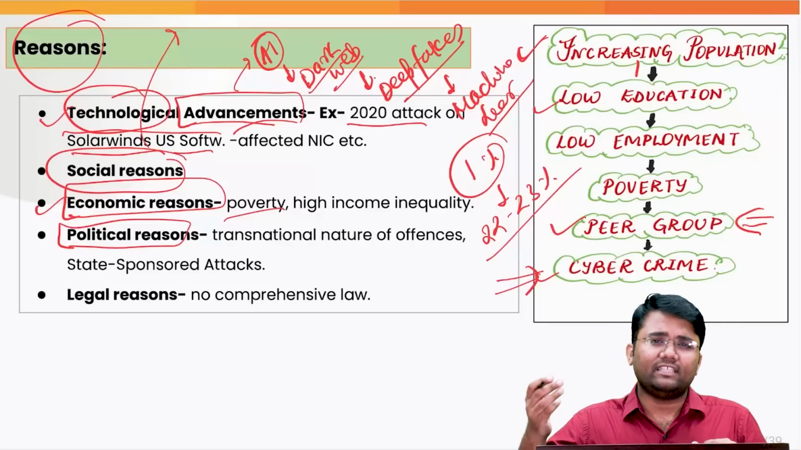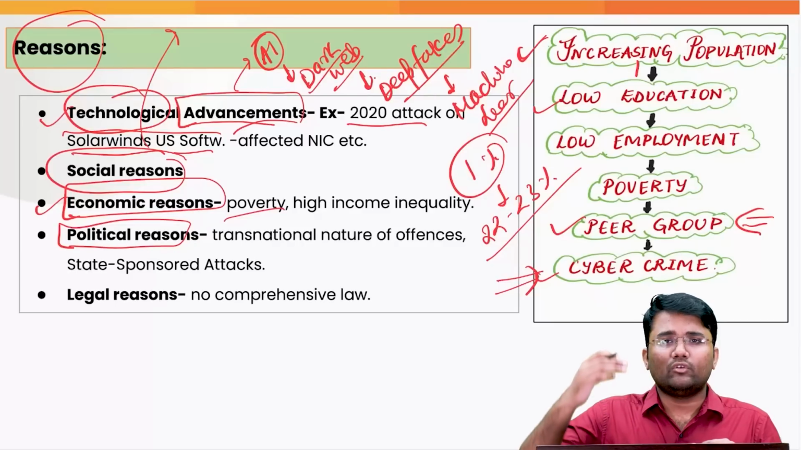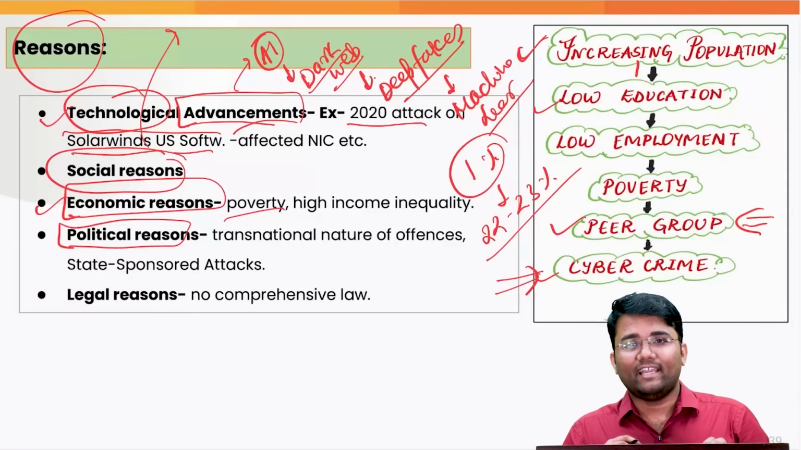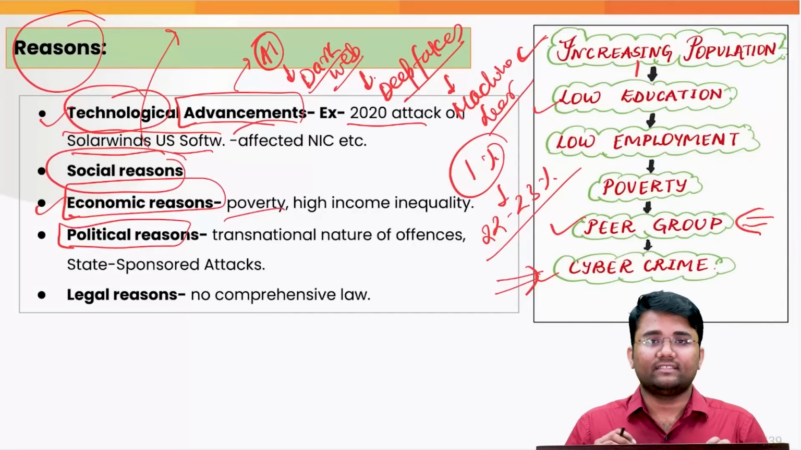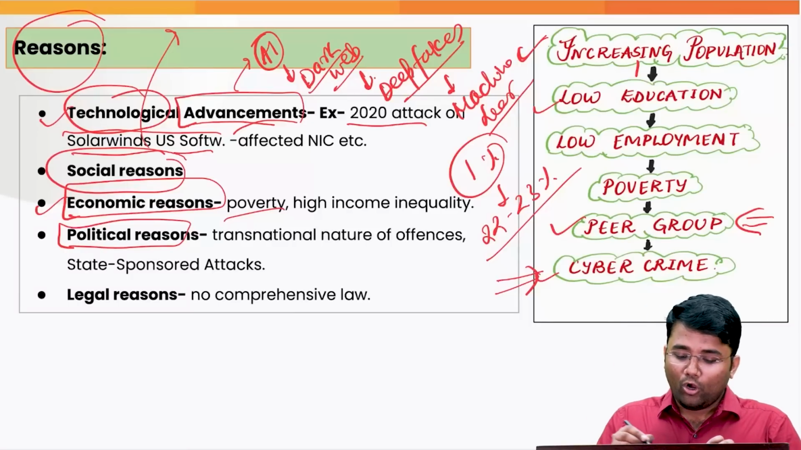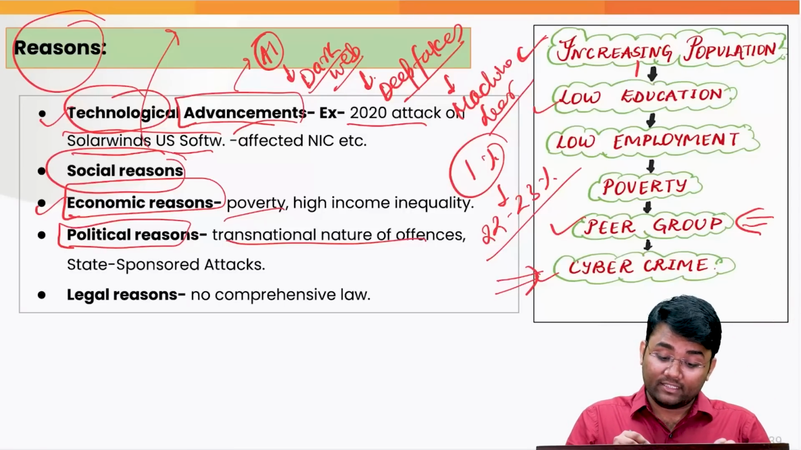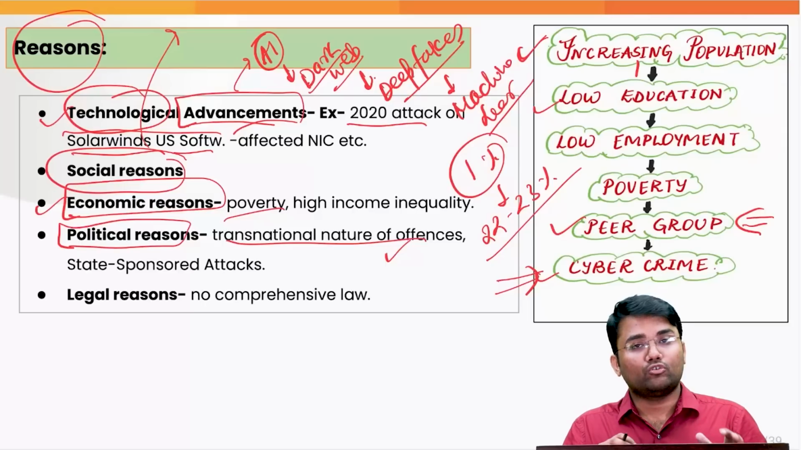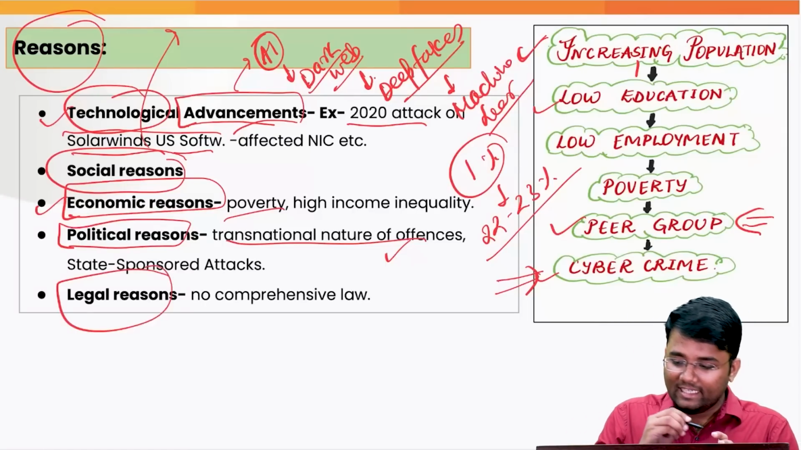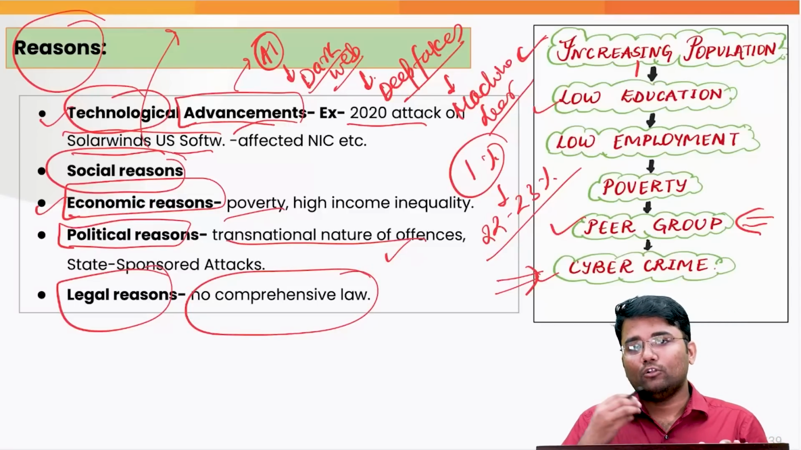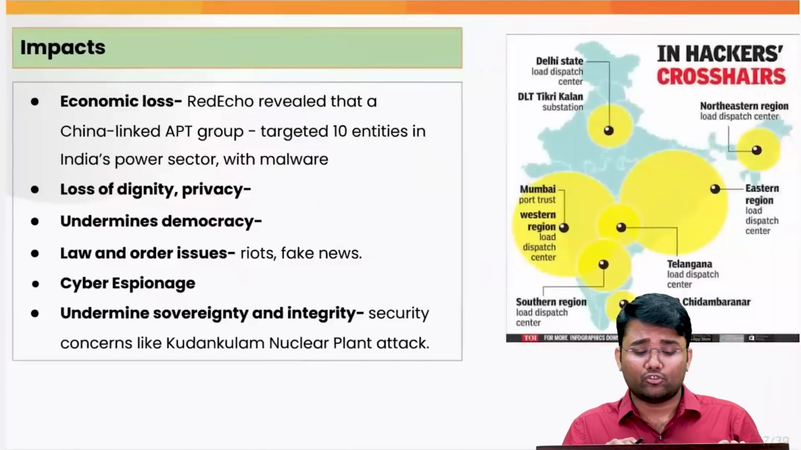We do not have a proper relation with them, especially what we saw during the Galwan clash between India and China. During that time, there were several cyber attacks witnessed by India. Also, the transnational nature of the offenses: the person who has actually committed the offense is sitting outside India, so it becomes very difficult to arrest or prosecute that person. And next are the legal reasons: there is no comprehensive law to tackle this issue properly, and that also impacts our ability to tackle these issues well.